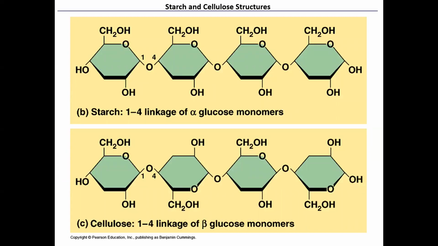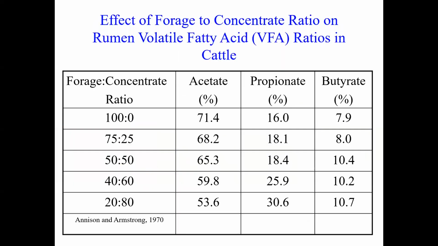And the reality of it is the rumen bacteria that utilize cellulose are able to break these beta bonds, which is why ruminants are able to digest forages and derive energy from those forages. Whereas humans and pigs and non-ruminants can only utilize starch. So this is a really important slide for calf and cow nutrition.